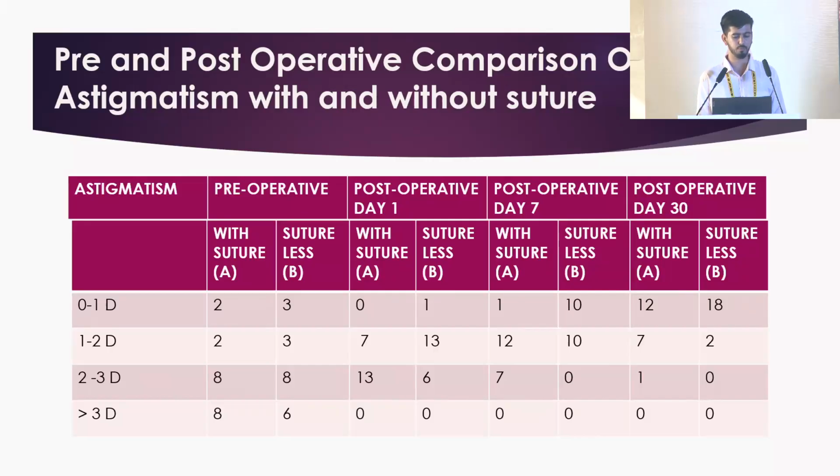This chart shows the pre-op and post-op comparison of astigmatism with and without suture in the study. Highest astigmatism was seen more than 3 diopter pre-operatively, and it gradually improves over time after surgery. On post-op day 30, maximum patients show astigmatism of less than 1 diopter.